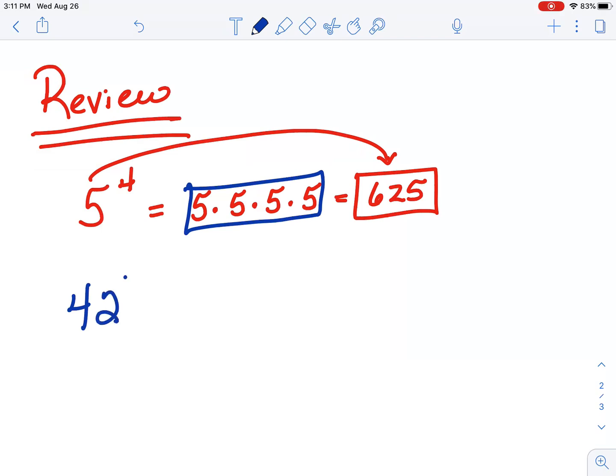Now, we haven't talked about anything to the first power. Well, let's think about the jobs of each one of these parts. The base tells me what's going to be multiplied. The exponent tells me how many times to write the base. Well, if my exponent is a 1, then I just have to write the answer 42 one time. If I have any number to the 0 power, it is always equal 1.